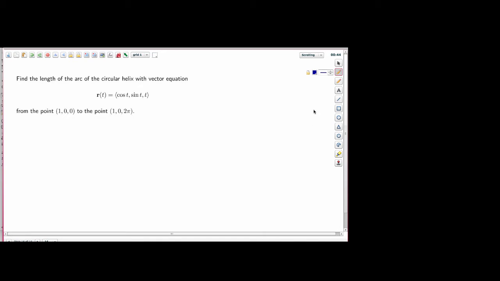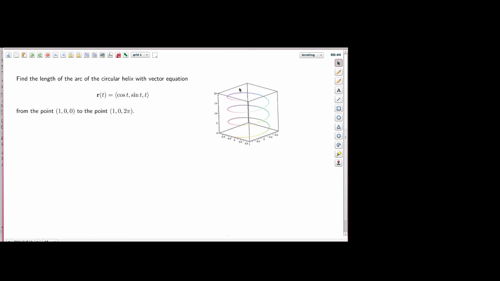So here is our helix curve. This is the circular helix that we've seen before. Here is the graph of this space curve. The vector equation is r of t equals cosine t, sine t, t. And we said this was a circular helix because it satisfies x squared plus y squared equals 1. So it's a circle in the xy plane climbing up the z-axis.